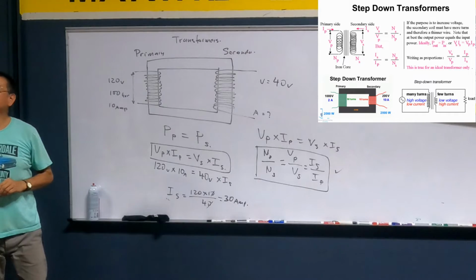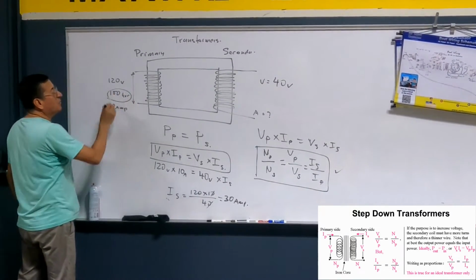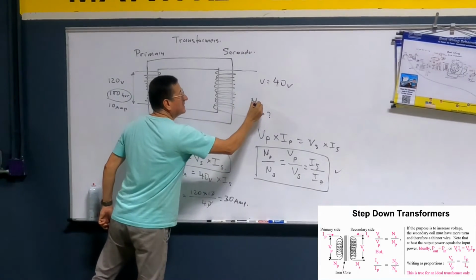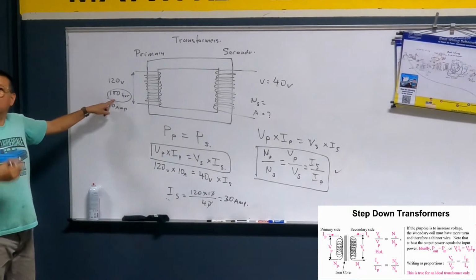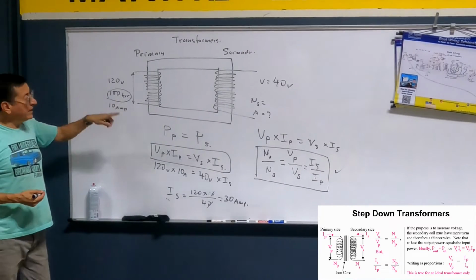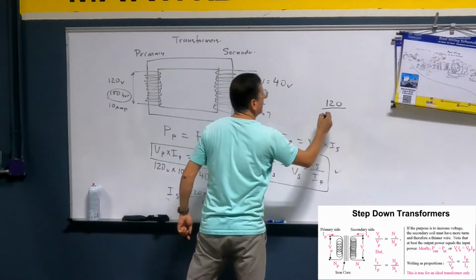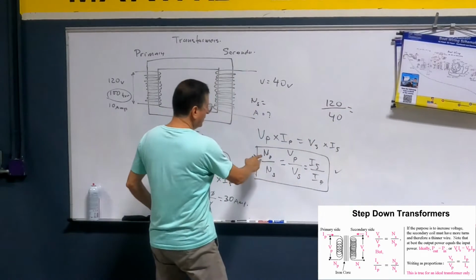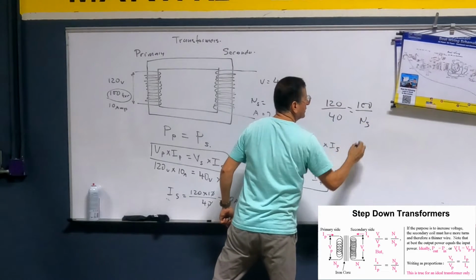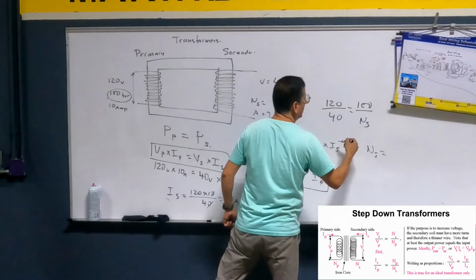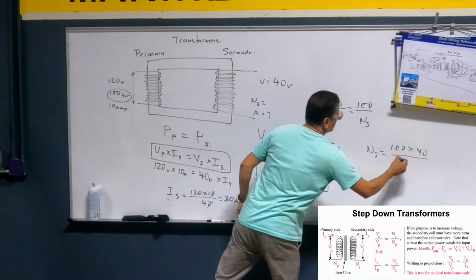Everybody follow me? For example, in this particular case, how many turns should there be in the secondary if I have 100 turns, 100 loops in the primary? Okay, I am going to use the formula. How much is the voltage in the primary? 120. The voltage in the secondary? 40. It should be equal to the number of coils in the primary, 100, divided by the number of coils in the secondary. The number of coils in the secondary is 100 times 40 divided by 120.